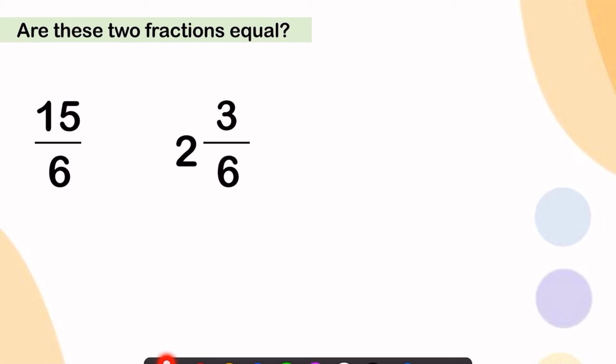So I want you to compare these two fractions. Tell me, are these two fractions equal? Okay, first step, I want you to look at the denominator. Check the denominator. They are the same number, right? So the denominators are equal. When the denominators are equal, there is a chance that they are equal. The easiest way to check, I recommend you to change from mixed number to improper fraction. It is easier. 6 times 2 is 12 plus 3. 15 over 6. They are equal.